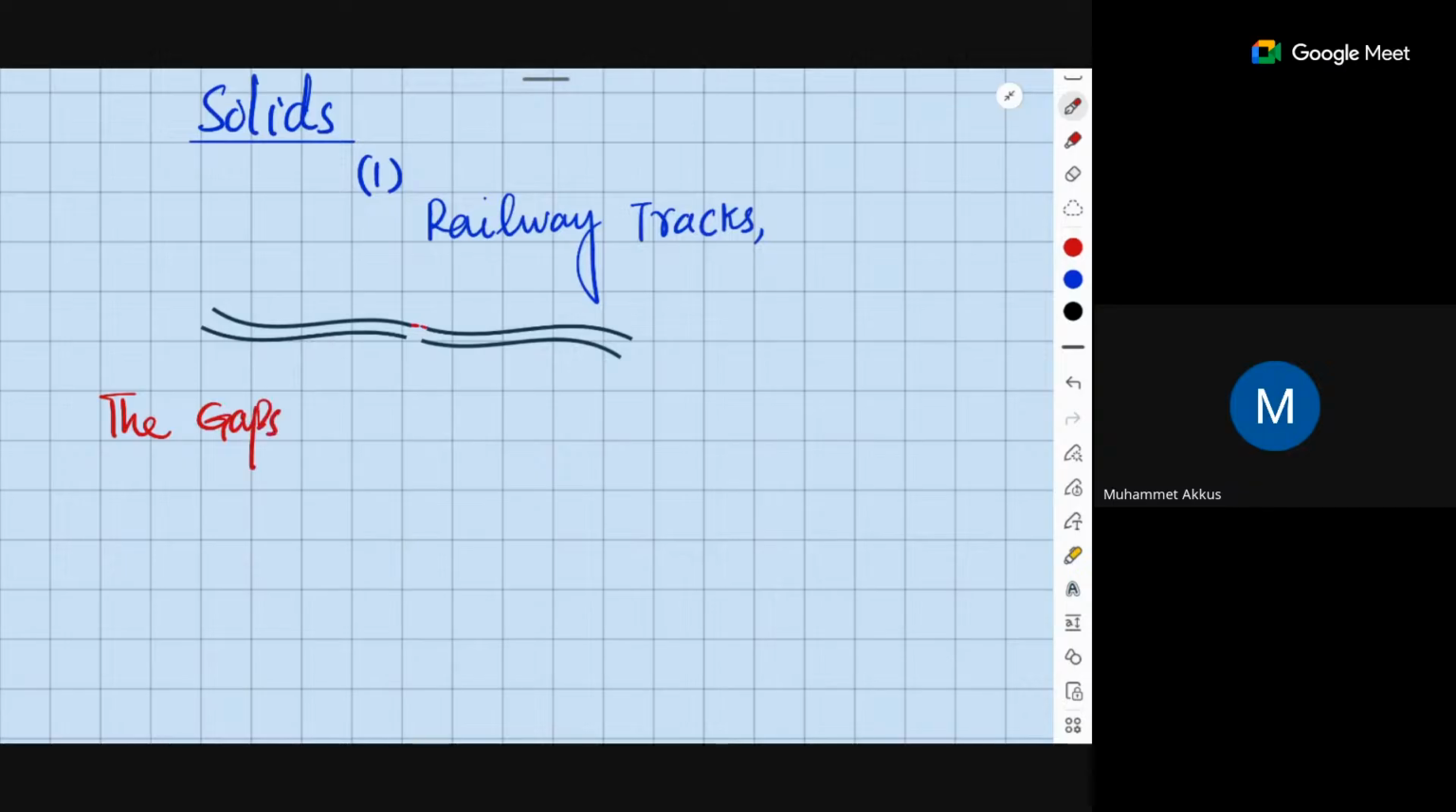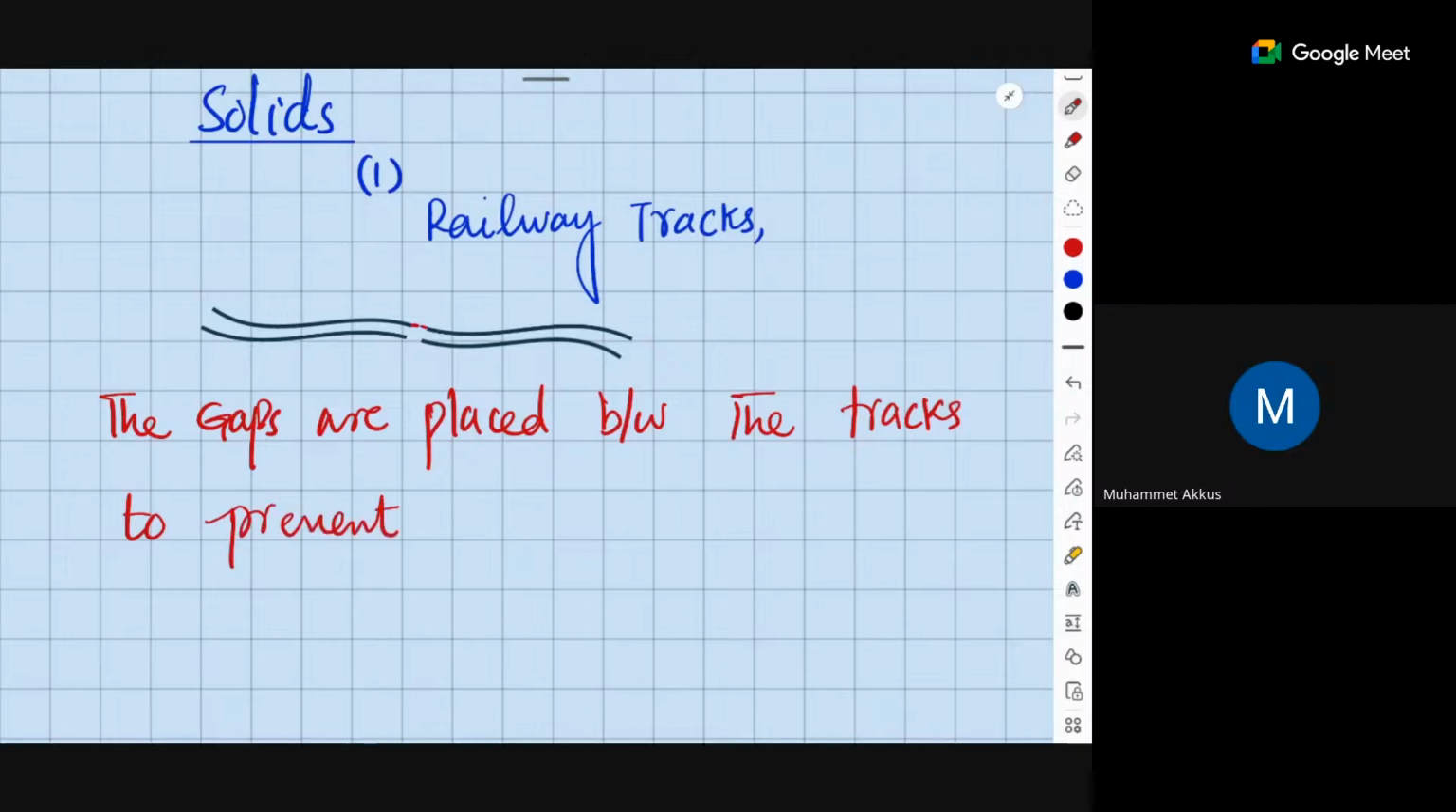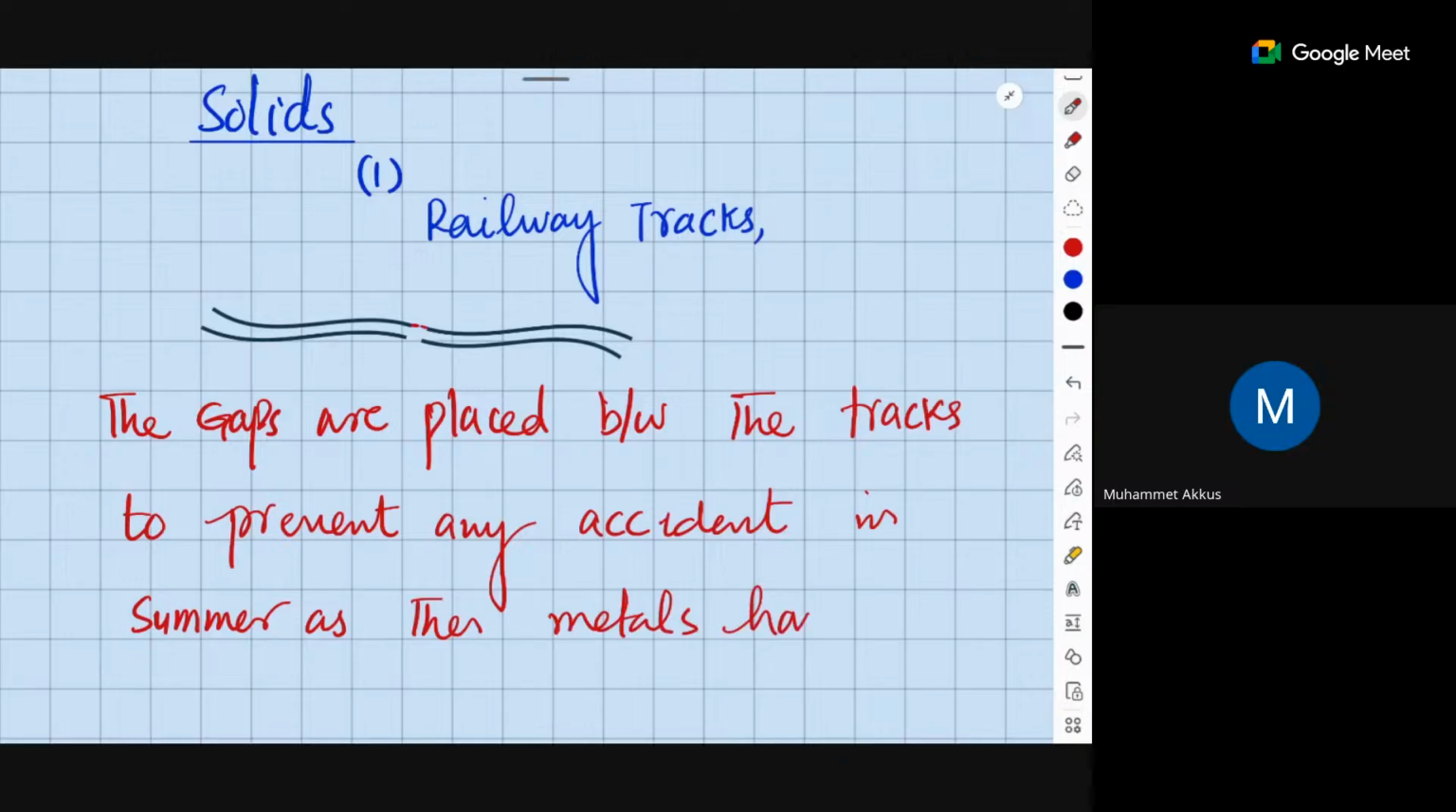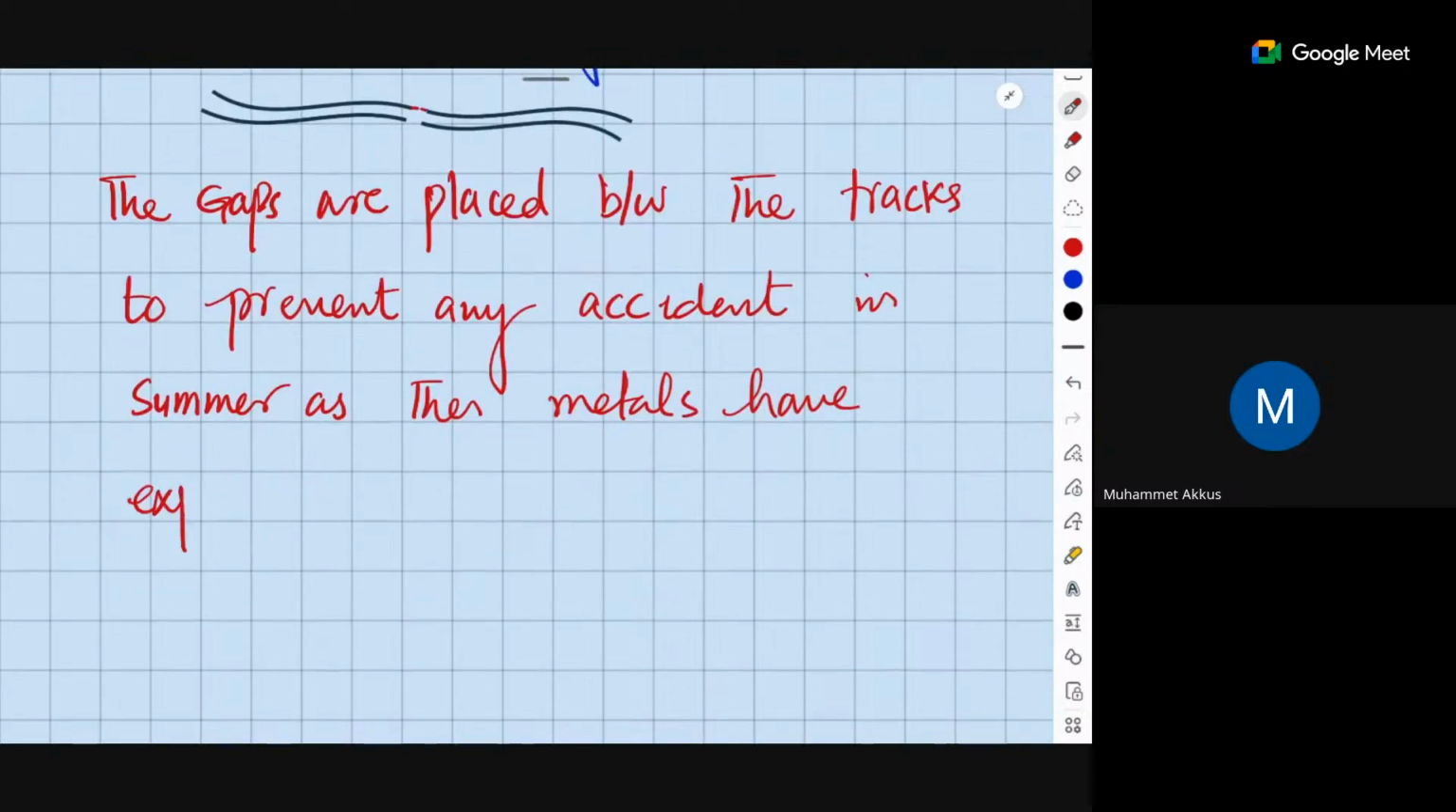The gaps are placed between the tracks to prevent any accident in summer, as the metals have expansion, so they will cover these gaps. Okay, they will cover the gaps.